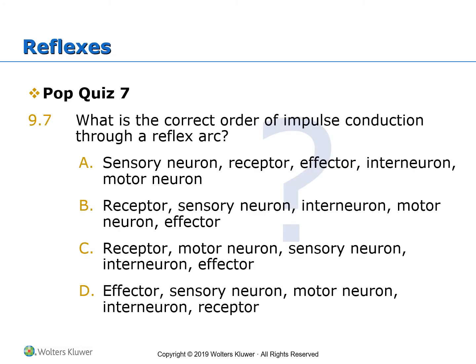Question 7. What is the correct order of impulse conduction through a reflex arc? You have option A, B, C, and D. The correct order of impulse conduction through a reflex arc is receptor, sensory neuron, interneuron, motor neuron, and effector. Please observe that here the interneuron is at the level of the central nervous system.